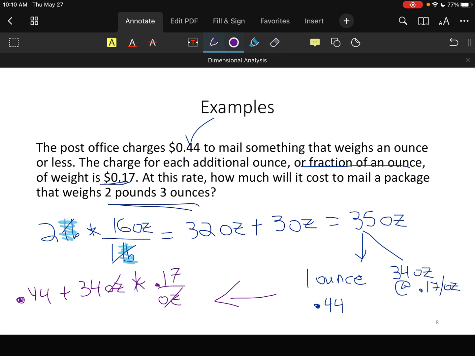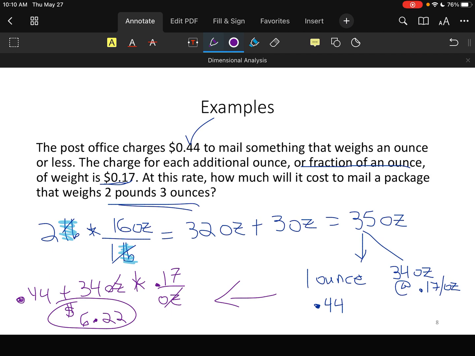All right, you just take your calculator and you can type what you see. 0.44 plus 34 times 0.17. You know your units cancel, so this will end up being $6.22 to mail this package. Real simple.